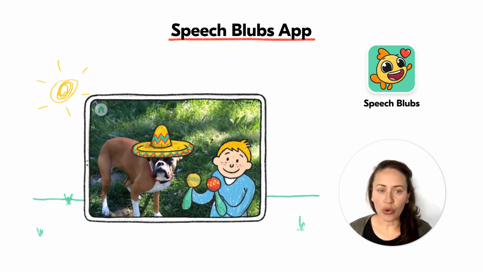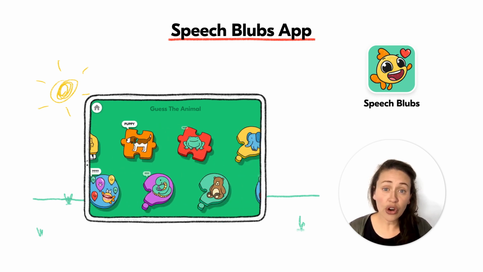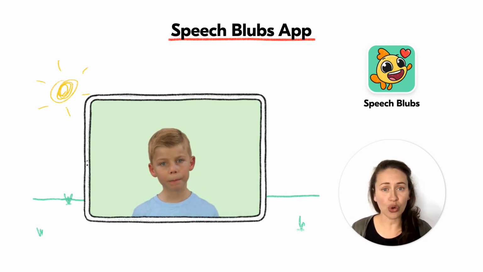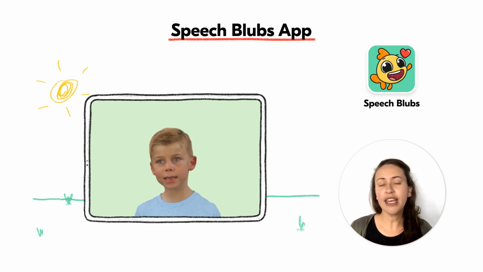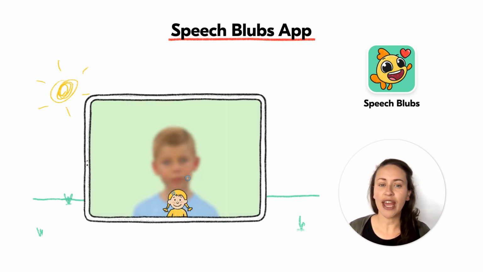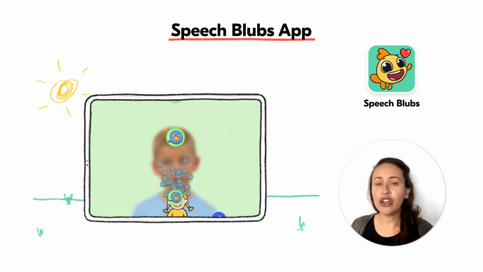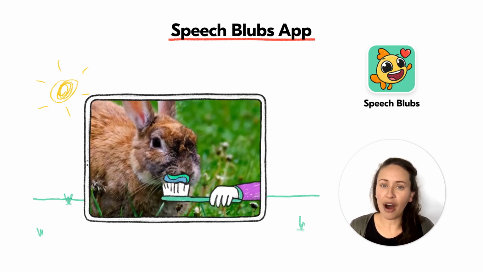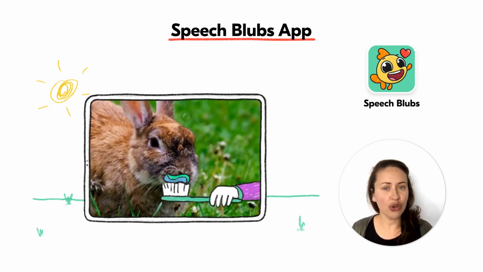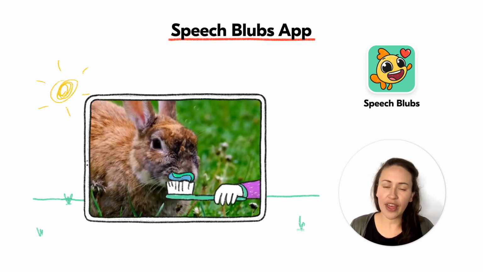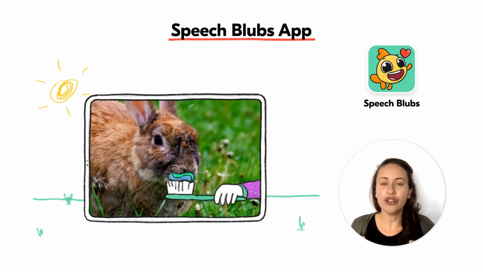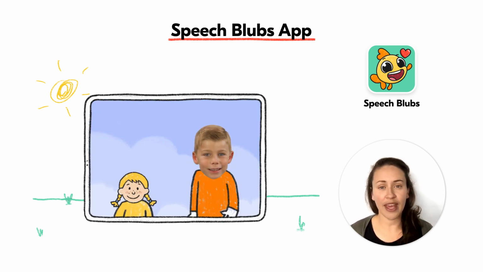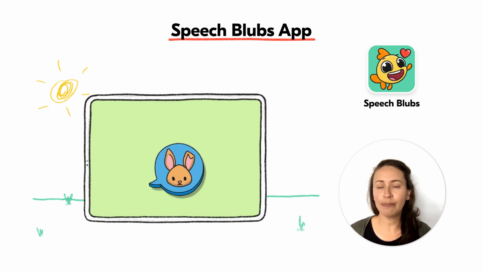Speech Blubs' core concept of video modeling for children by children is based on empirical research in successfully improving speech production. That is something that I just want to highlight again. It's not just video modeling, but it's video modeling for children done by children. So they actually use children in their videos and in their activities for the child watching and doing the activity using the Speech Blubs app.